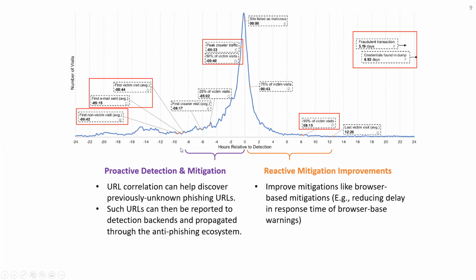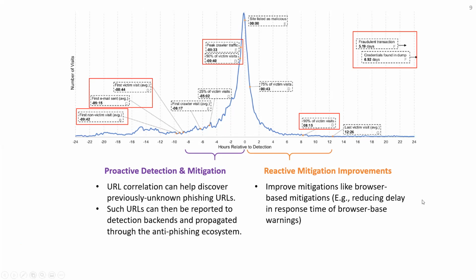Yeah, so prior to the web-based browser detection, the organization can do their own proactive detection and mitigation, whereby the URL correlations can help discover previously unknown phishing URLs, which I mentioned earlier. And also, such URLs can then be reported to the detection backends and propagated through the anti-phishing ecosystem. And what is the anti-phishing ecosystem here? The web-based browser detection. Okay, so the so-called anti-phishing ecosystem actually means the blacklist.